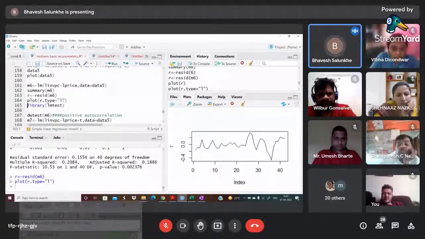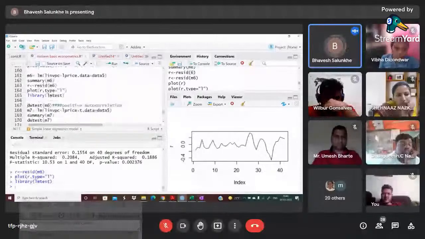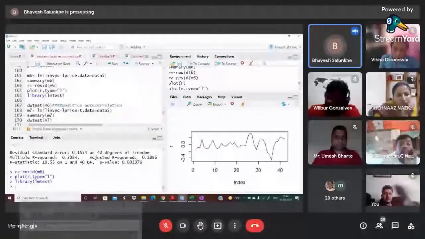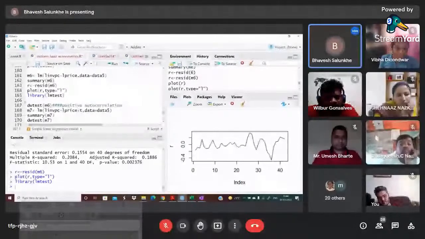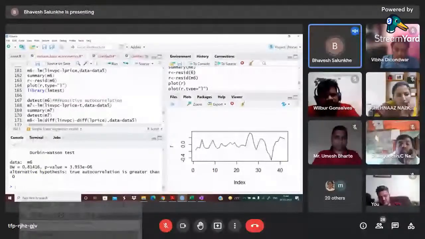We are not sure, so let's go for the formal test. There is a test called the DW test, which is the Durbin-Watson test. From this package lmtest, we use that test on the model M6 that we have just estimated. If you see the test result, the p-value is very low, and DW is very close to 0. It indicates there is a possibility of positive autocorrelation in the residuals.